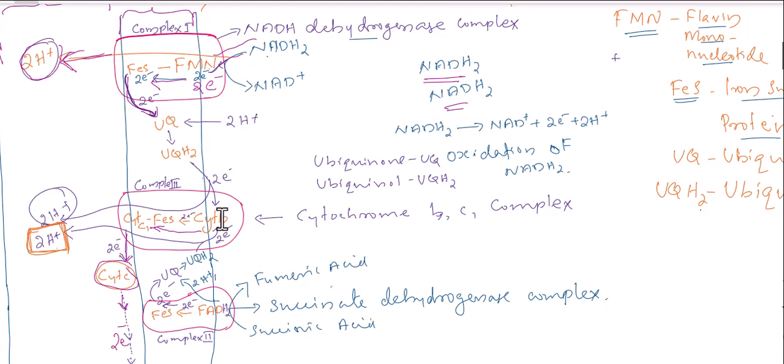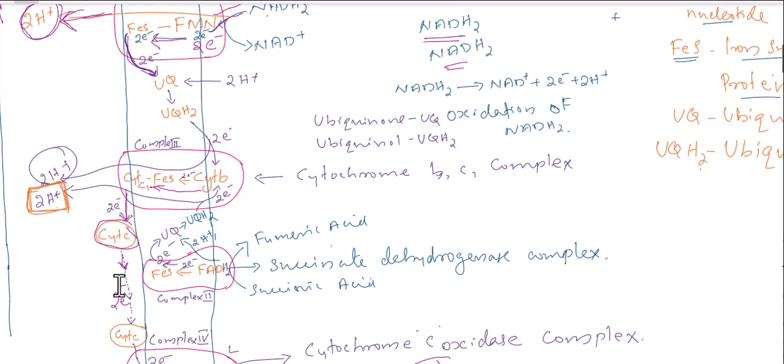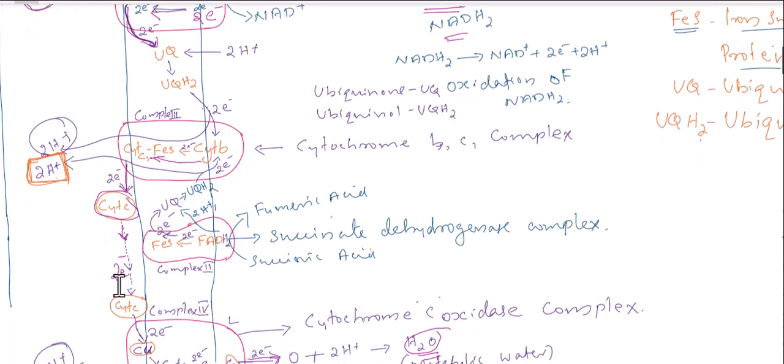So the electrons are received by complex 3, and then what will happen? The hydrogen ions are transferred to the outer compartment. The 2 hydrogen ions present in the ubiquinone are pumped to the outside, and the electron passes within complex 3 and at last is given to cytochrome C, similar to the previous case. Cytochrome C receives the electrons from complex 3, and again the same process occurs.